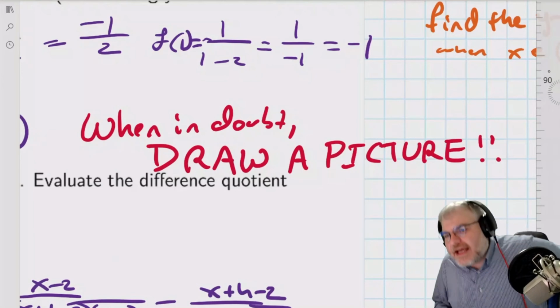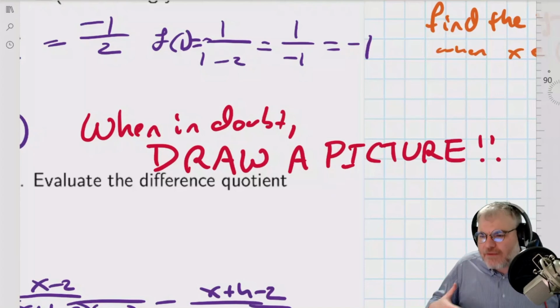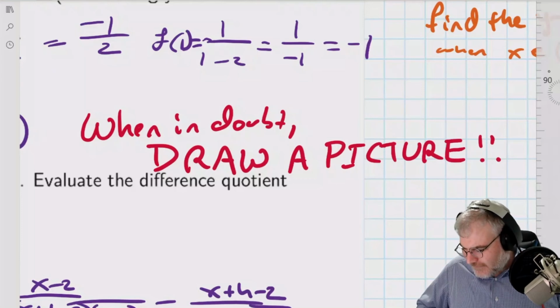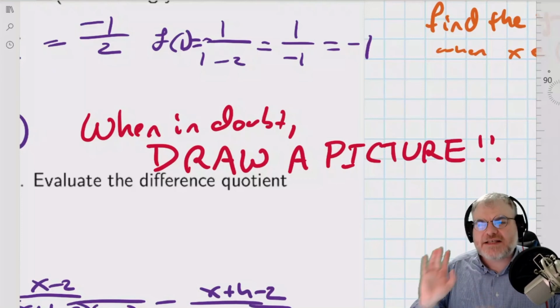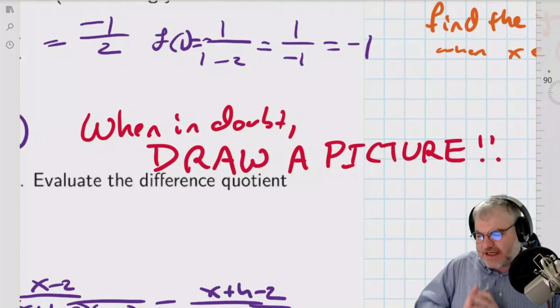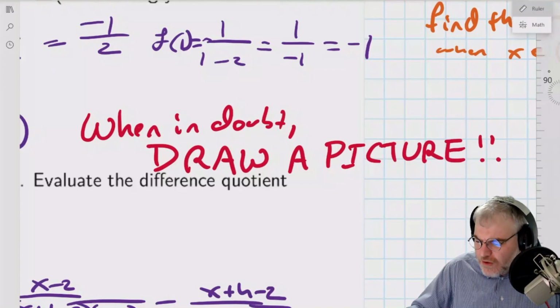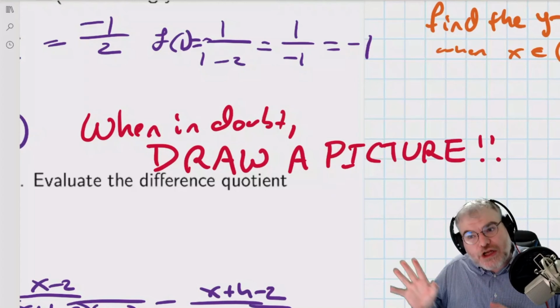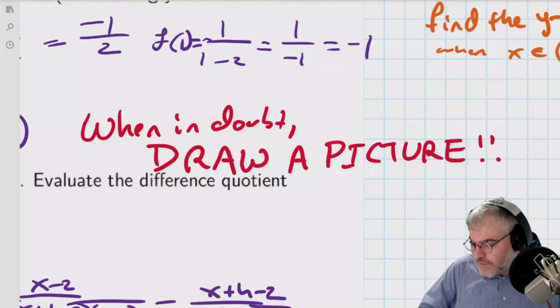Now, you could plug it in, but the point is you wanted to figure out what was going on. When in doubt, draw it out. There you go. Okay? And that's going to be true in this class again and again. If you don't know what you're doing on a test, you can get partial credit for drawing a good picture. So draw pictures.